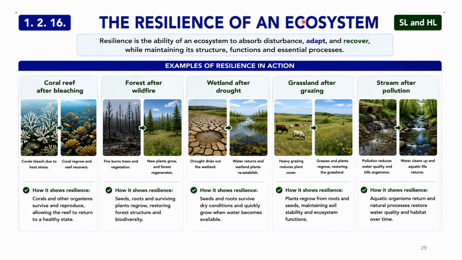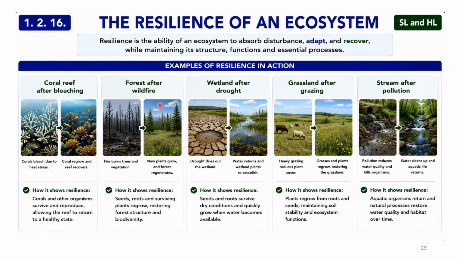To understand ecosystem resilience, consider how different ecosystems recover after disturbances. A coral reef exposed to heat stress may undergo bleaching, but if temperatures return to normal and local stressors such as pollution are reduced, corals can regrow and the reef can gradually recover.